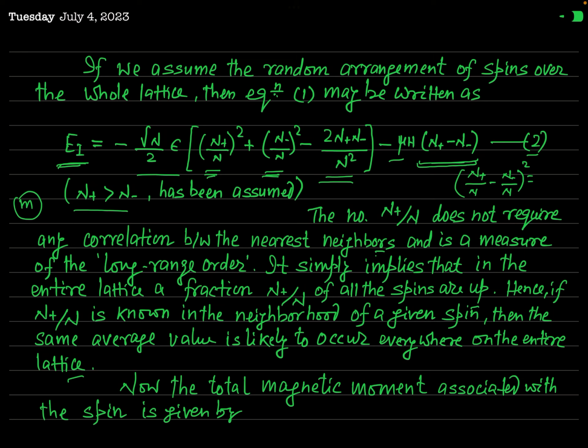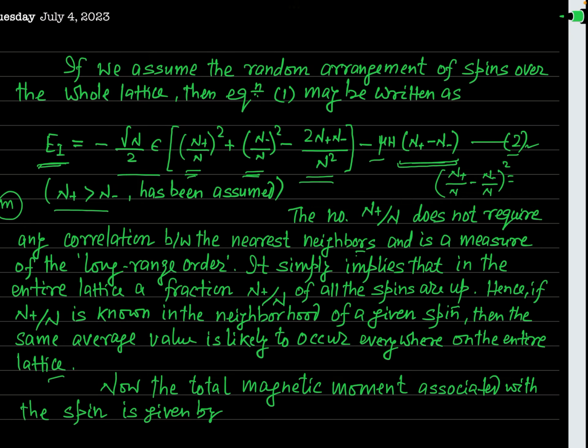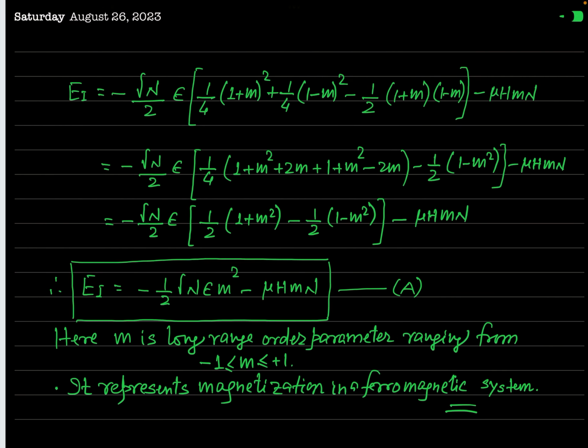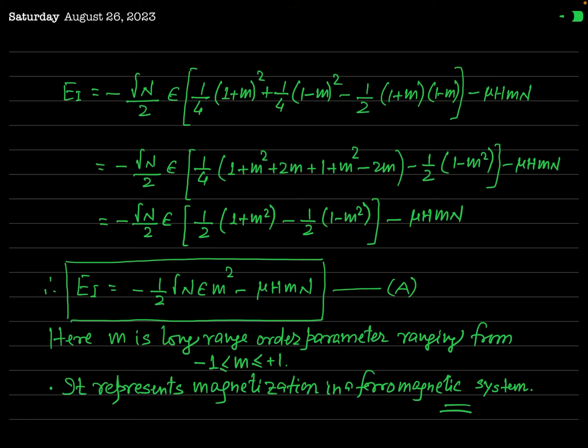So now we will substitute all those values in this equation 2, and then the expression for energy of interaction, or you can also say internal energy, we will get in terms of the long range order parameter small m. So now let us substitute all these values in that equation.